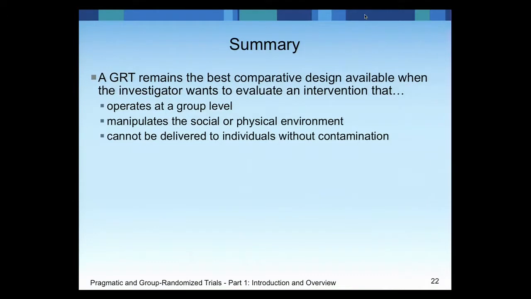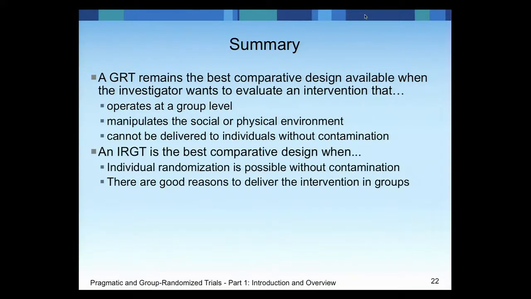So let me summarize what we've covered in this first module. The group randomized trial remains the best comparative design available when an investigator wants to evaluate an intervention that operates at a group level, that manipulates the social or physical environment, that cannot be delivered to individuals without substantial risk of contamination. So it's the best design available if you have an intervention that meets any of those characteristics. An individually randomized group treatment trial is the best comparative design to use if individual randomization is possible without substantial risk of contamination, but there are good, often practical reasons to deliver the intervention in groups.